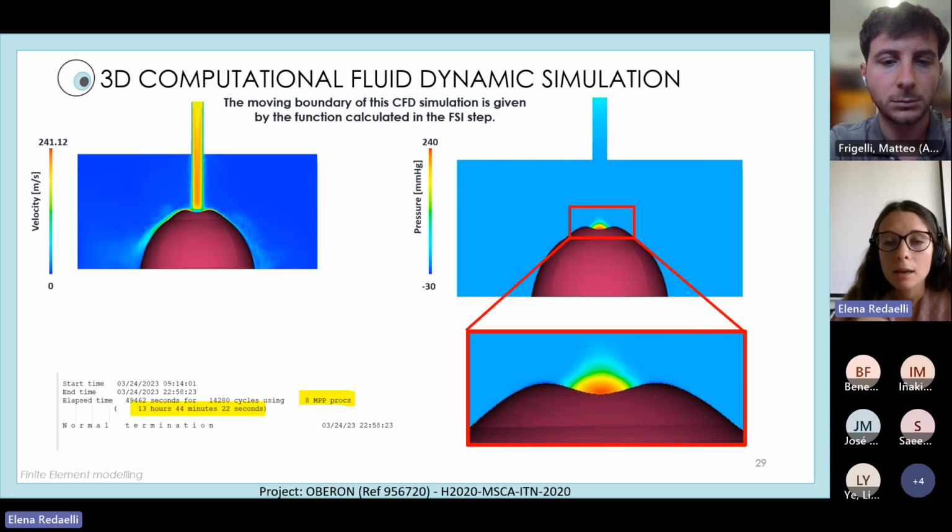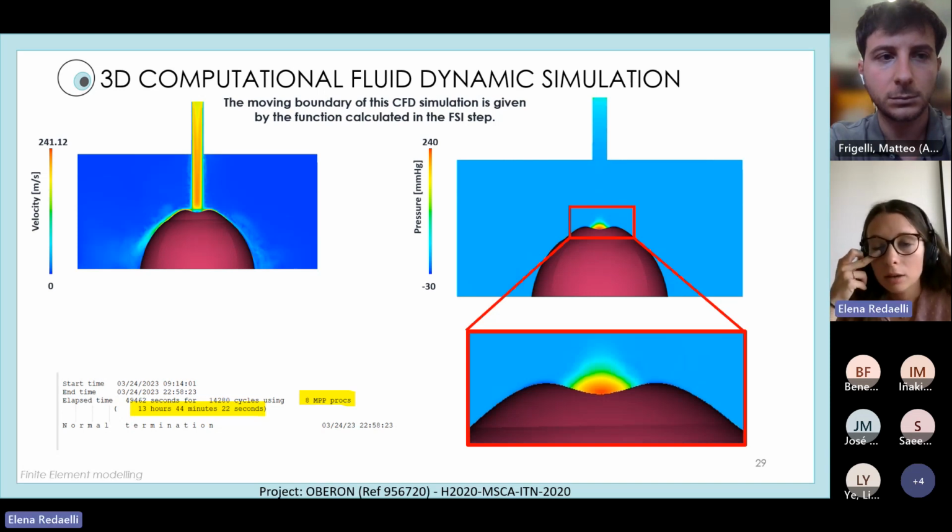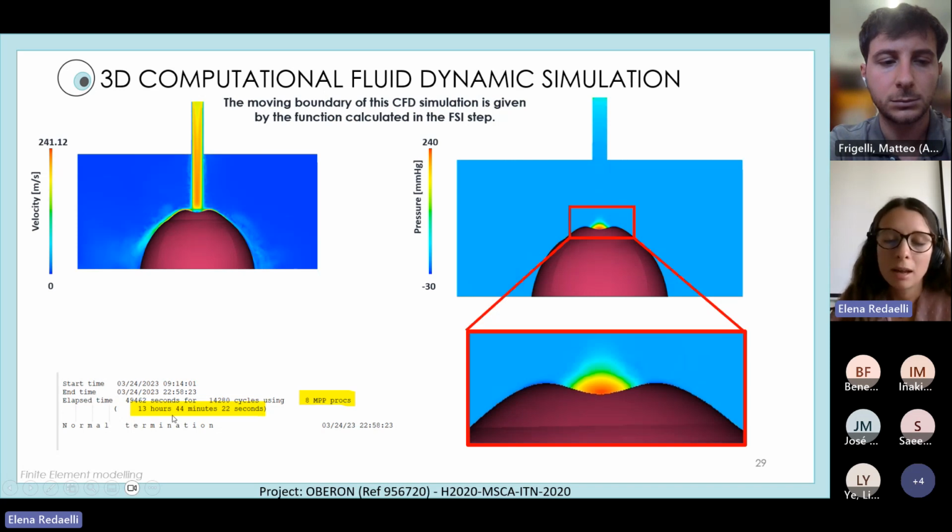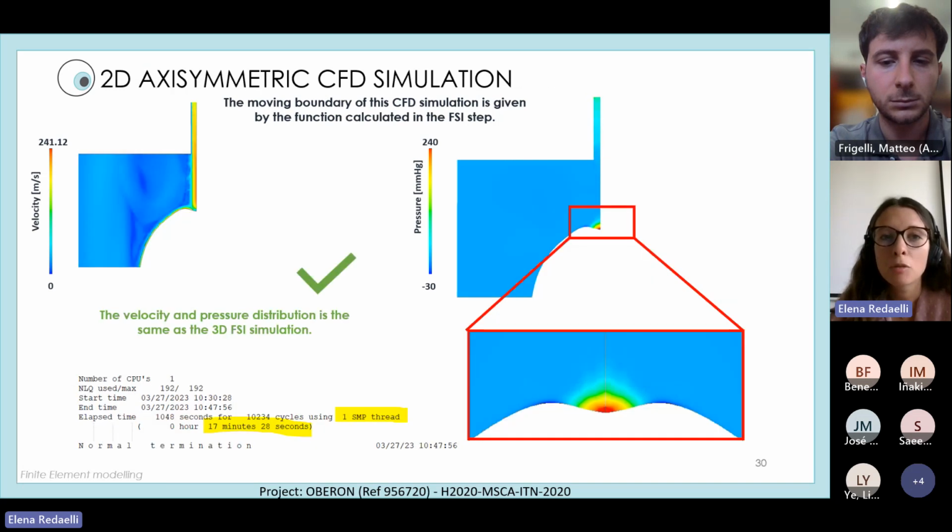And I'm showing you that the results in terms of velocity and pressure, that are our variables of interest in this case, are the same, and the simulation lasts 13 hours. But then I wanted a faster simulation, so I tried with the 2D axisymmetric simulation. And with the same process, the same movement of the boundary, and with only one processor, it took 17 minutes with the same results.